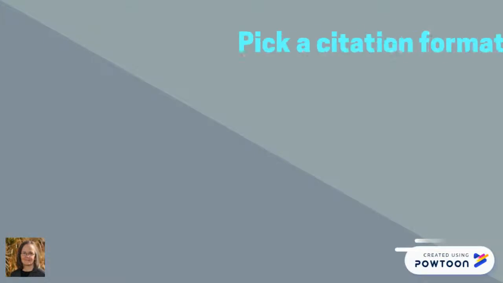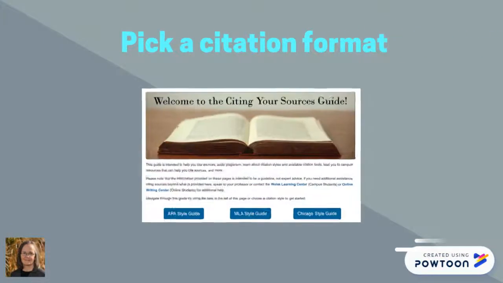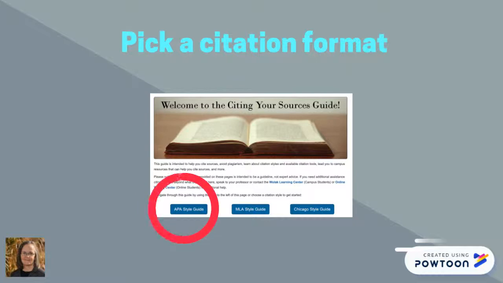Next, select a citation format to use. Here too you have 3 choices, APA, MLA, or Chicago. Each describes a format for both in-text and reference citations. Pick one and stick with it using that format to cite at least 3 sources in your paper.